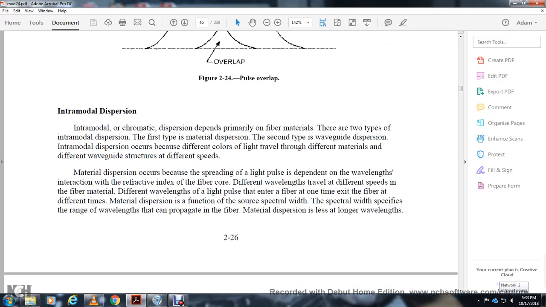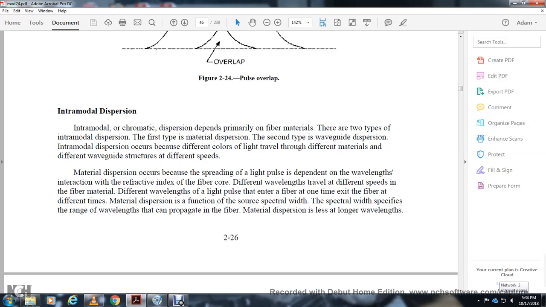Intramodal dispersion. Intramodal chromatic dispersion depends primarily on the fiber material. There are two types of intramodal dispersion: the first is material dispersion, and the second is waveguide dispersion. Intramodal dispersion occurs because different colors of light travel through different materials and waveguide structures at different speeds.